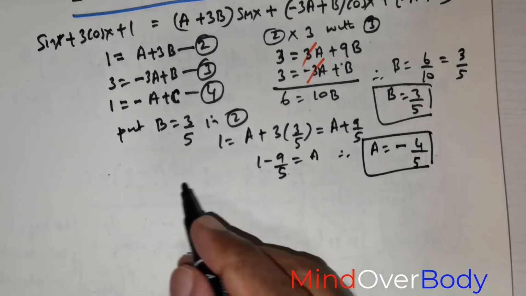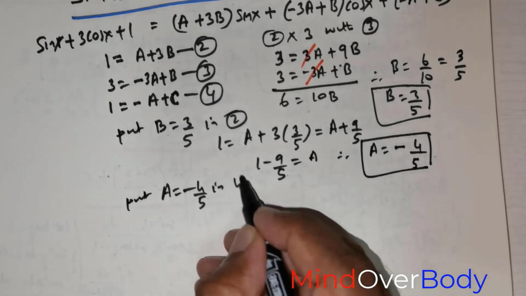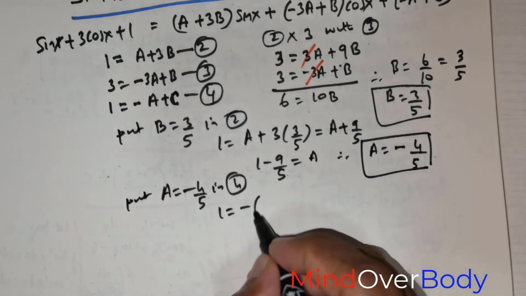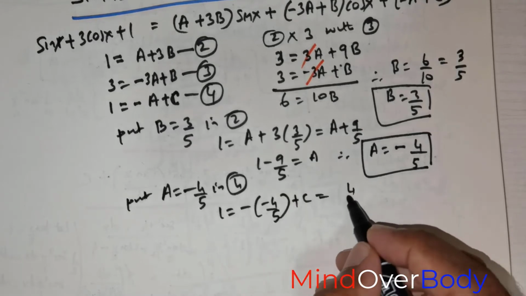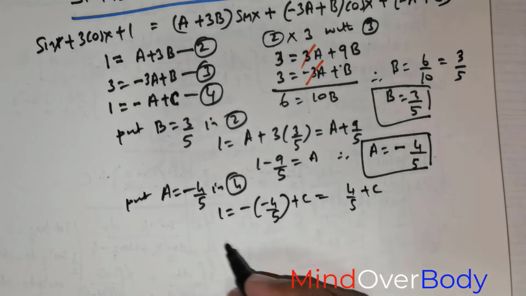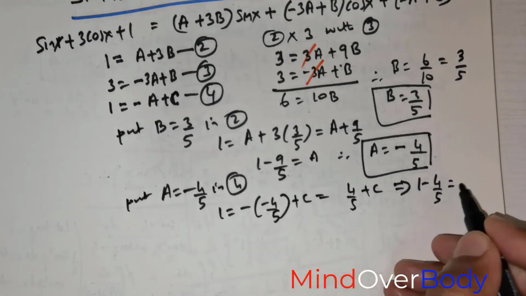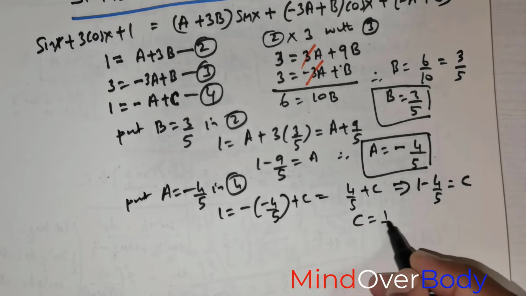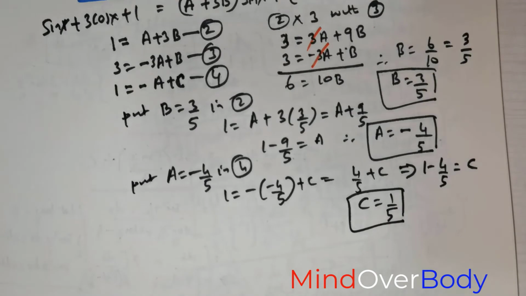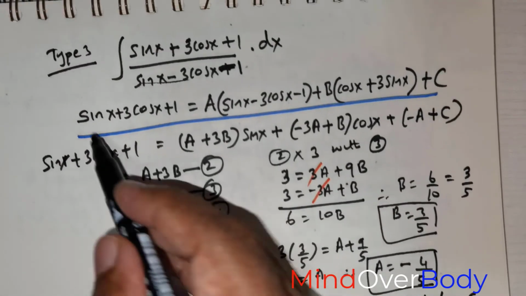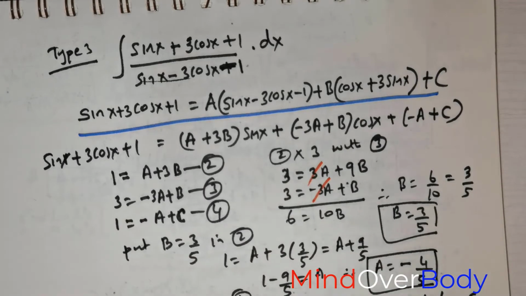The value of c is what? Put a is equal to negative 4 over 5 in 4. So 1 negative of negative 4 over 5 positive c. This is going to be 4 over 5 positive c. Therefore 1 negative 4 over 5 is equal to c. So c is equal to 1 over 5. So I've got the value of a, b and c. So in place of this quantity numerator, I will have to substitute this.